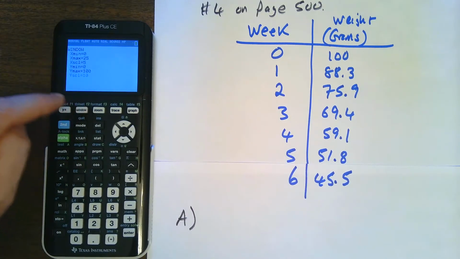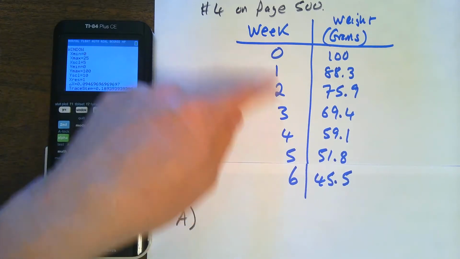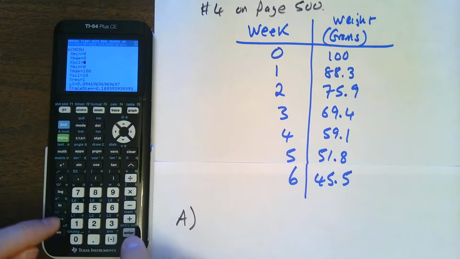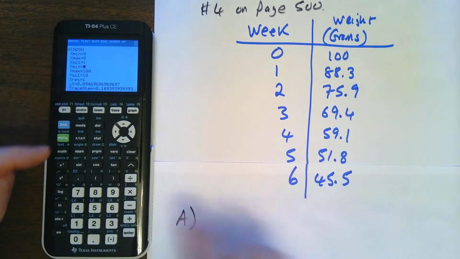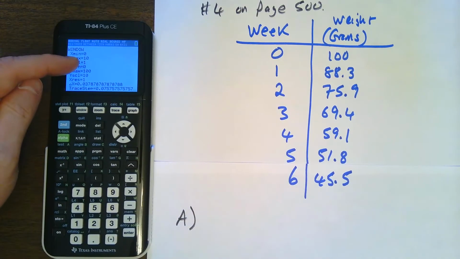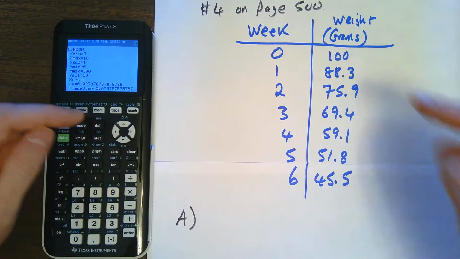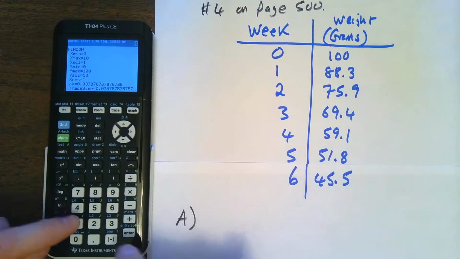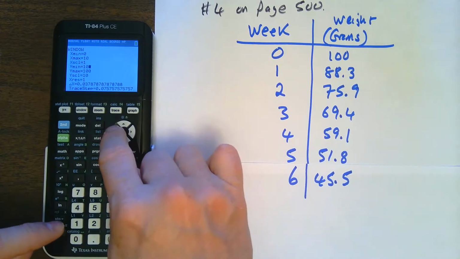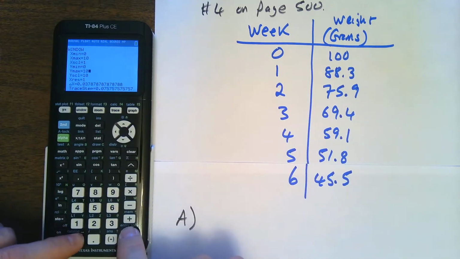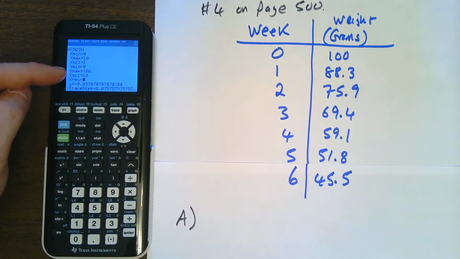Now, what type of window do I want here? Well, the x is the weeks, 0 to 6. I'm going to go from 0 to 10 weeks, scaled in 1 week increments. The y represents the weight. It's 100, and it gets less and less. I'm going to go from the minimum of 0 grams to 100 grams, scaled in 10 gram increments.